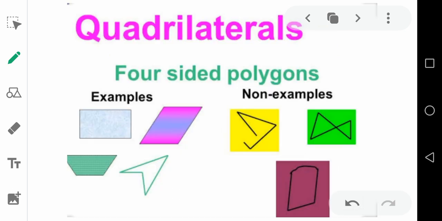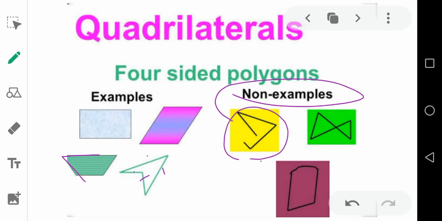Okay. Now these are some examples. You can see here how many sides there are. So it will touch like this. Okay. So 1, 2, 3, 4. Here also 1, 2, 3, 4. These all come under quadrilaterals. So these are the non-examples of quadrilateral.